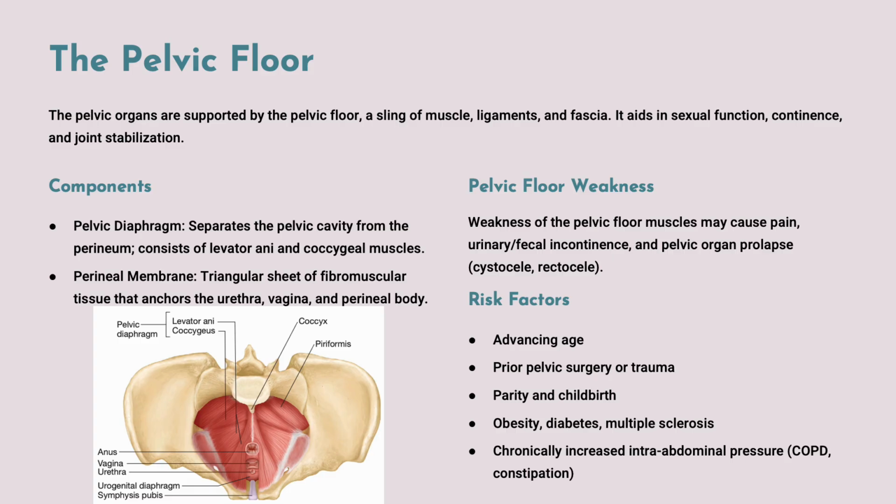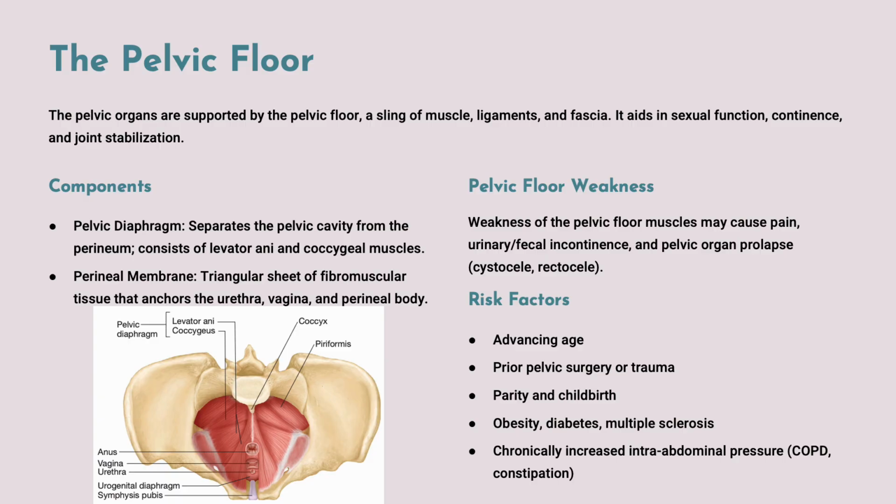The pelvic organs are supported by the pelvic floor. The pelvic floor is composed of muscles, ligaments, and fascia. It helps in sexual function, continence, and joint stabilization. So, any weakness in the pelvic floor could lead to pain, urinary or fecal incontinence, as well as pelvic organ prolapse, a condition which is common among elderly women, especially those that have been pregnant multiple times.